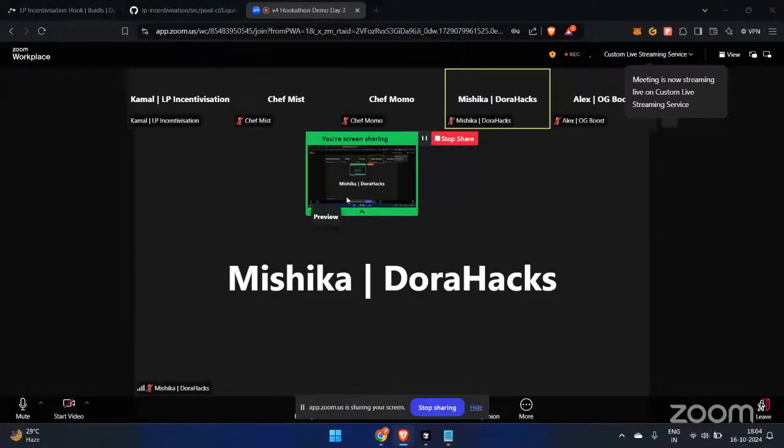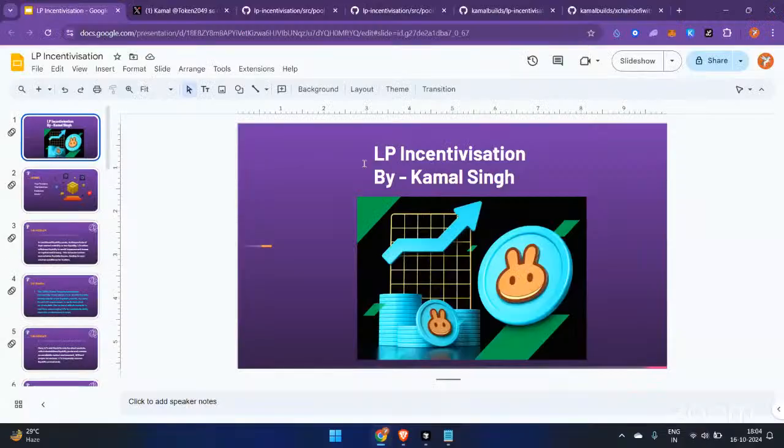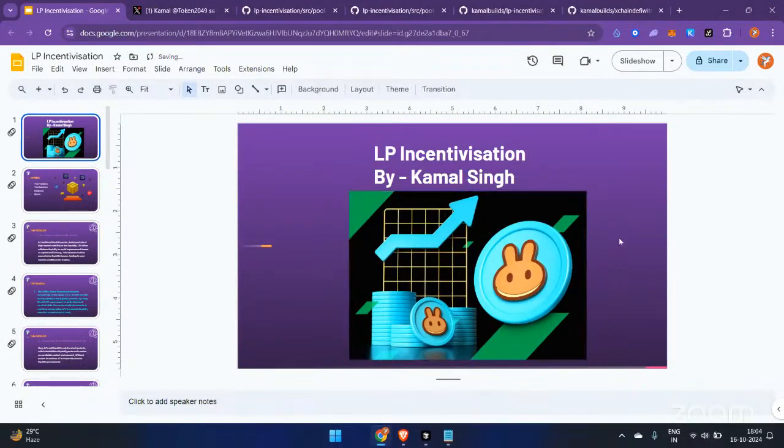The third presentation for the day is LP incentivization hook by Kamal. Kamal, feel free to take on the stage. I hope my screen is visible. Yes, it is, but I can see your Zoom screen. What about now? Yes, I can see the presentation. Okay.